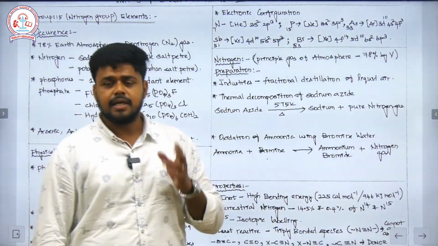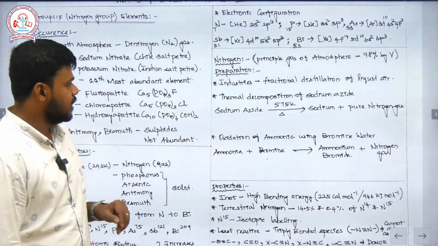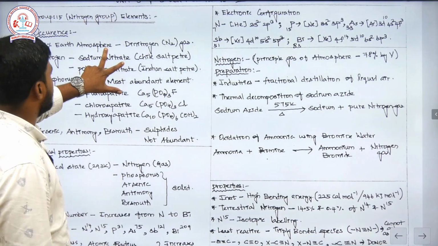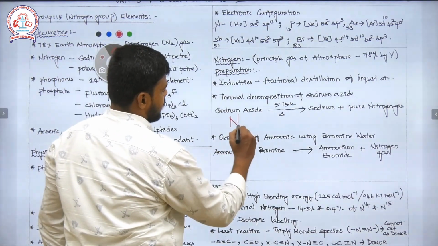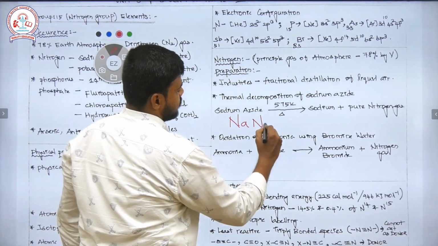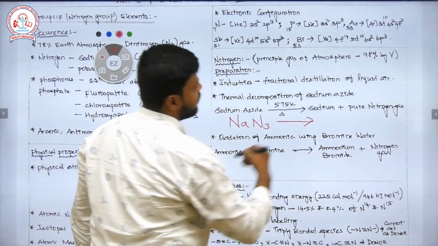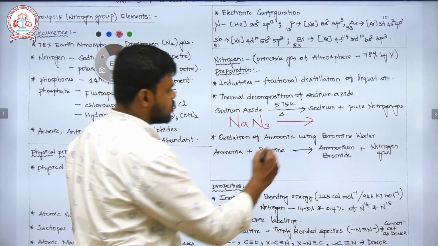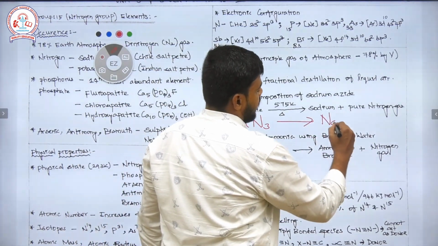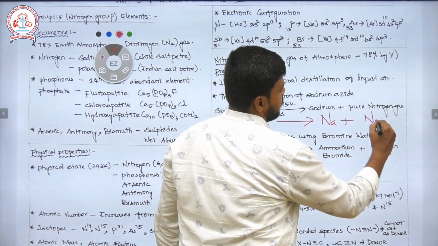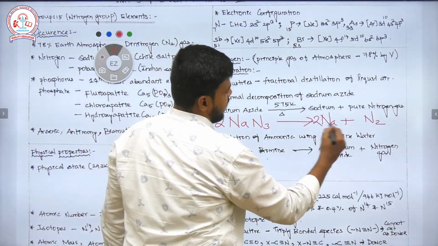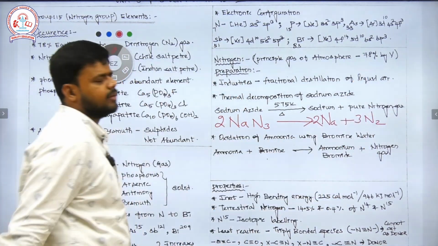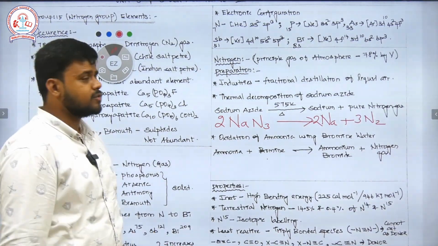Then the second method is thermal decomposition of sodium azide. Sodium azide has the molecular formula NaN3. If we heat it at 575 Kelvin, it decomposes to form sodium and nitrogen gas. To balance, I will make it 2 here, 2 here, and 3 here. So this is regarding balancing. So it is the decomposition of sodium azide.